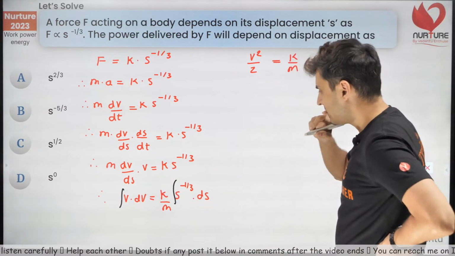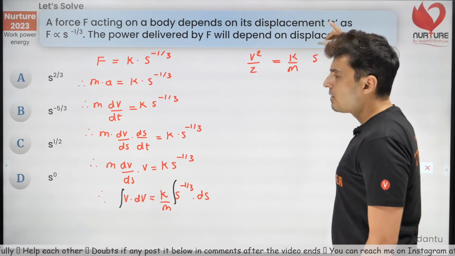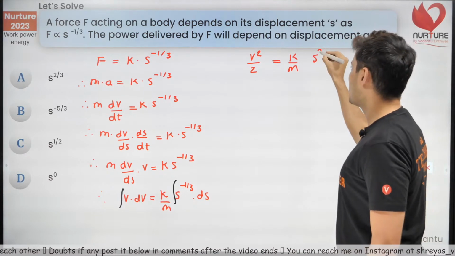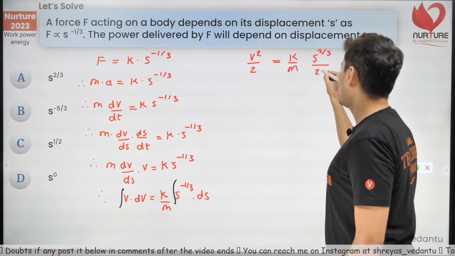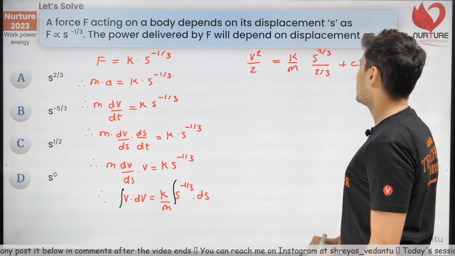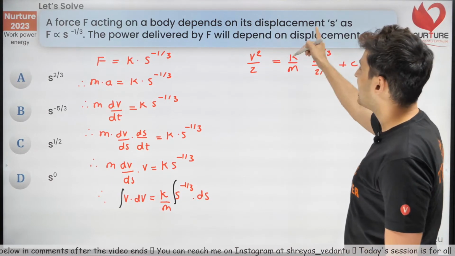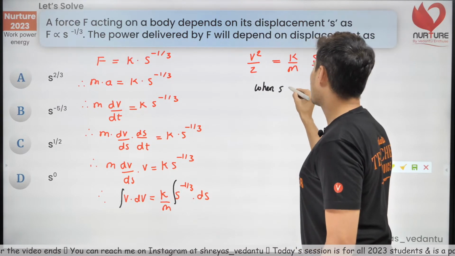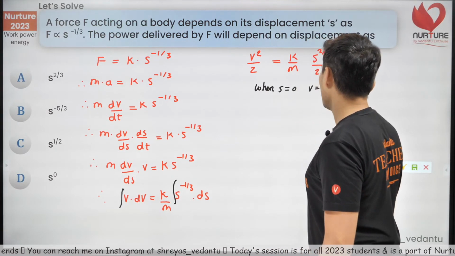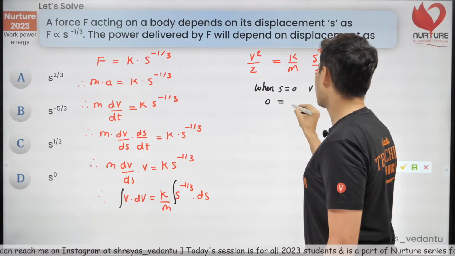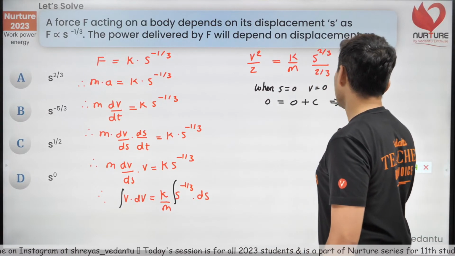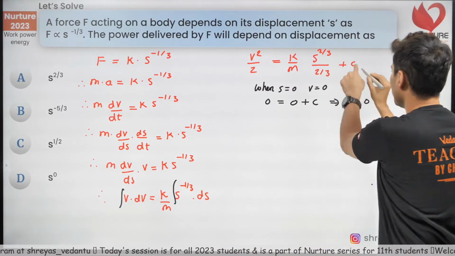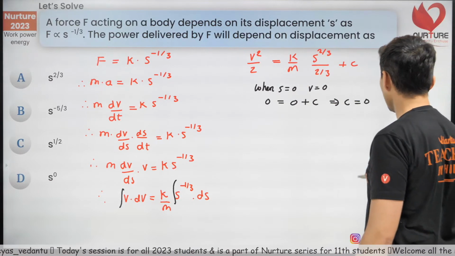This integration, s raised to minus 1 by 3, is s raised to minus 1 by 3 plus 1, which is s raised to 2 by 3 by 2 by 3, plus some constant. Well, I can say that when displacement is 0, velocity is 0. Therefore, 0 is equal to 0 plus c. That clearly tells me c is 0. So that's the constant of integration which is turning out to be 0.